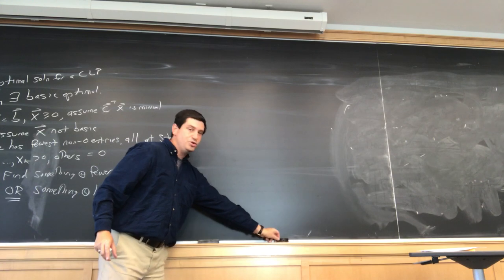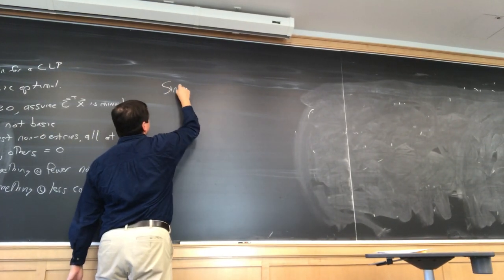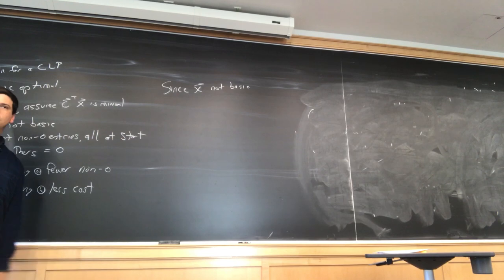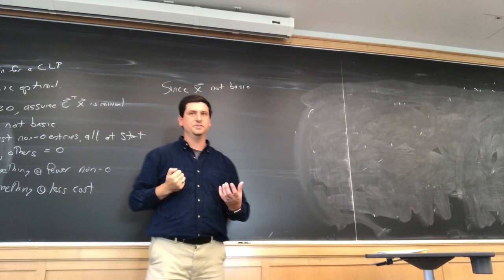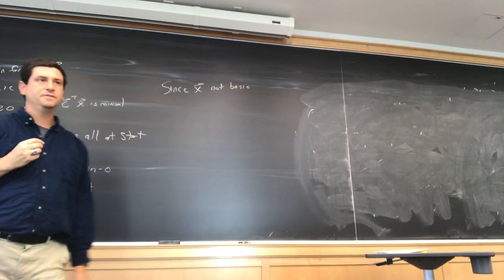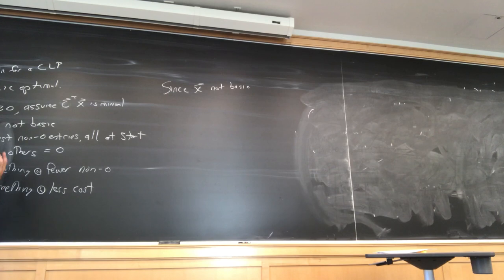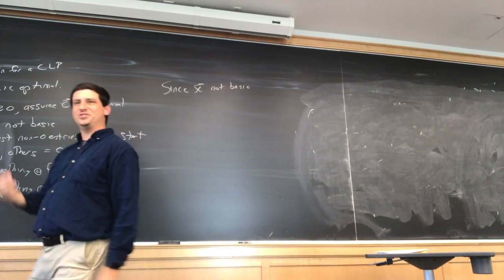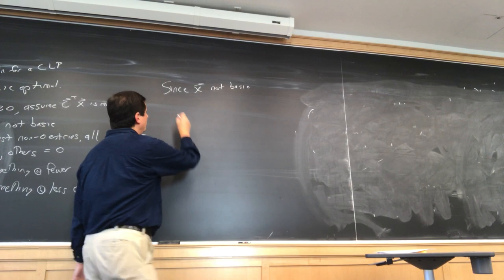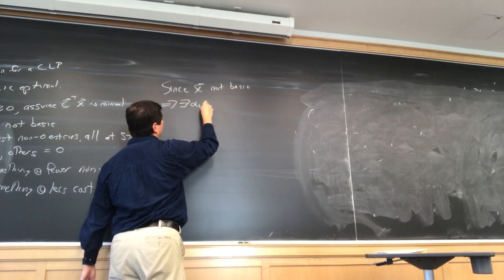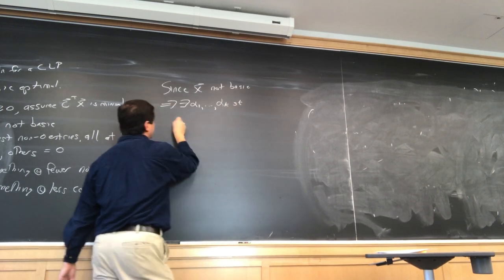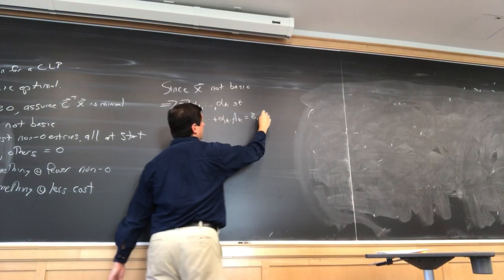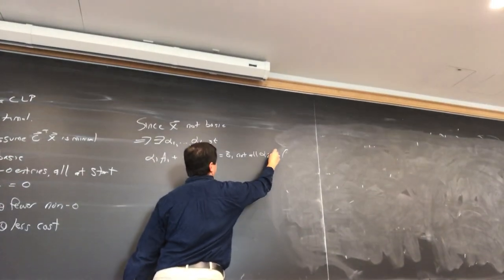So the argument is going to be very similar as before. Since X is not basic, what can we conclude? So X isn't basic, what does that tell us? If you're basic, what does it mean for a solution to be basic? Yes? Those columns of the A vector are linearly independent. Good. Those columns are linearly independent. So since X is not basic, they're not. So that implies there exist alpha 1 through alpha k such that alpha 1 a1 plus through alpha k ak equals 0, not all alpha i equal 0.